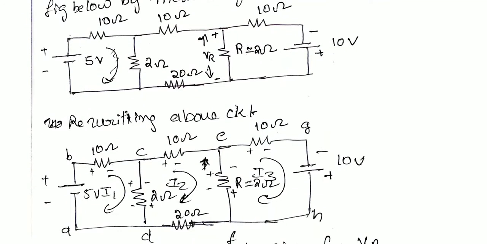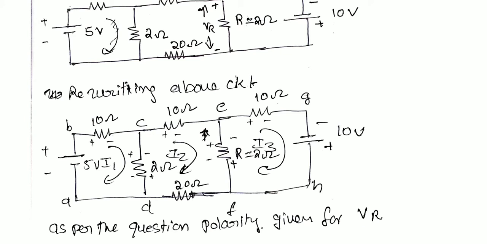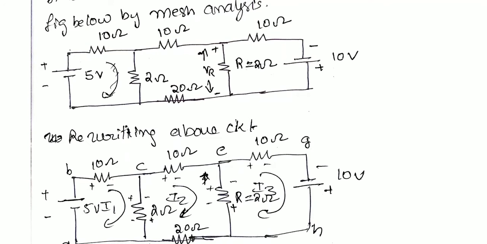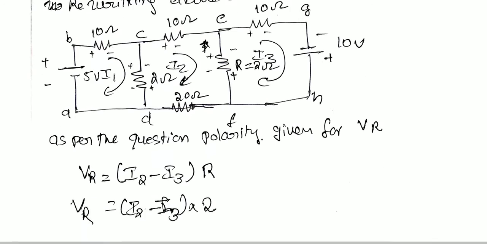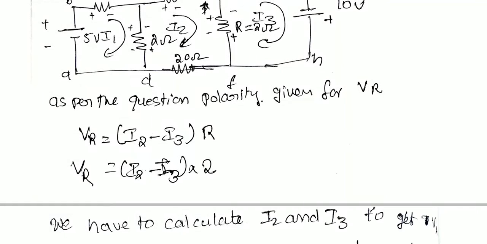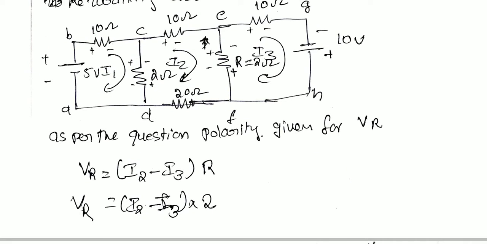Rewriting the circuit once again, if we rewrite the circuit, it looks like this. The polarity is plus minus, and for that reason the current flowing in that direction is I2, and the current flowing in the opposite direction is I3. So the voltage across the resistance is given by (I2 minus I3) into R.